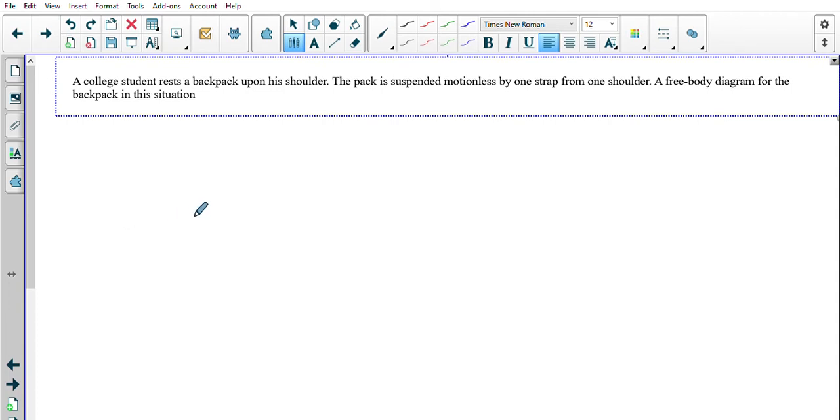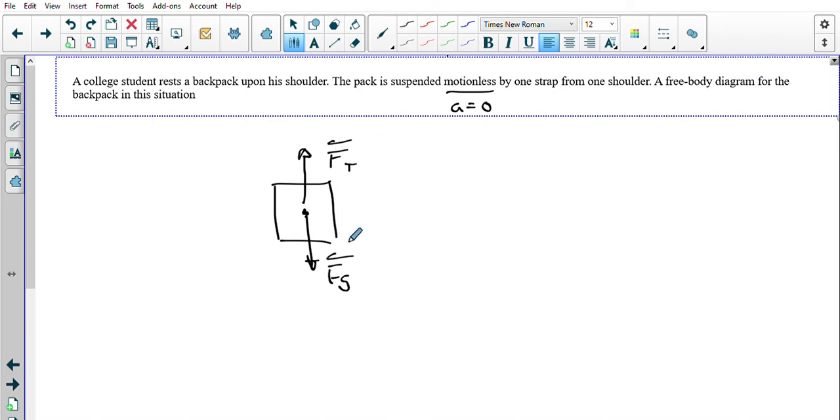All right, a college student rests a backpack on his shoulder. The pack is suspended by one strap from his shoulder. Draw a free body diagram for the situation. It's motionless. If it's motionless, the velocity is equal to 0, and the acceleration is equal to 0. So first of all, let's draw the backpack. What forces do we have acting on it? Well, we have the force of gravity. Is it sitting on a table or anything like that? No, it's being hung. So there's no normal force, but what we are going to have is a force of tension in this strap. And those are going to be equal and opposite.